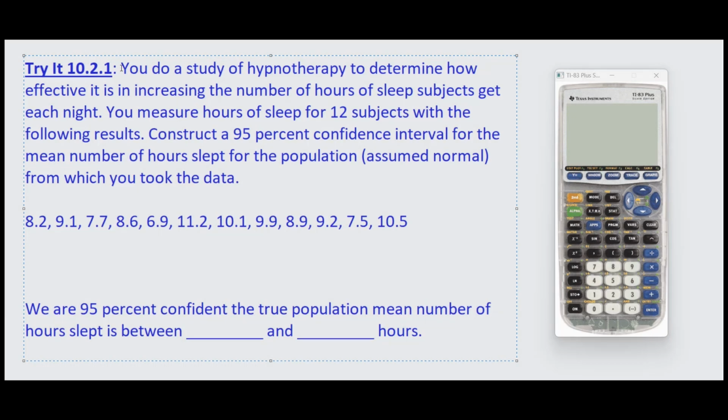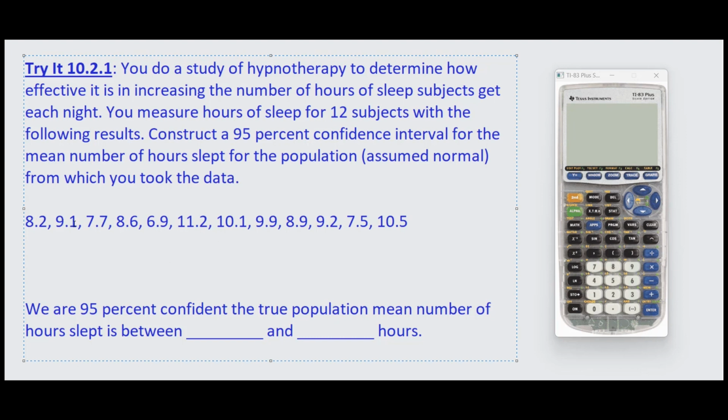So in this triad exercise, we're told that you do a study of hypnotherapy to determine how effective it is in increasing the number of hours of sleep subjects get each night. You measure hours of sleep for 12 subjects with the following results. And then we're asked to construct a 95% confidence interval for the mean number of hours slept for the population, assuming normality, from which you took the data.